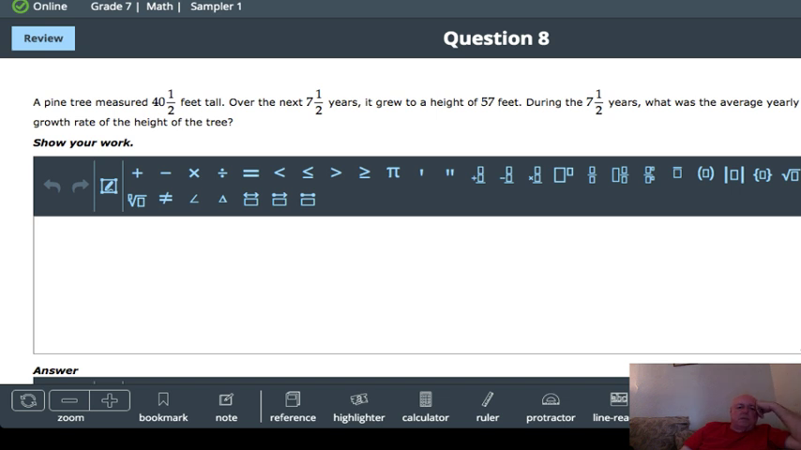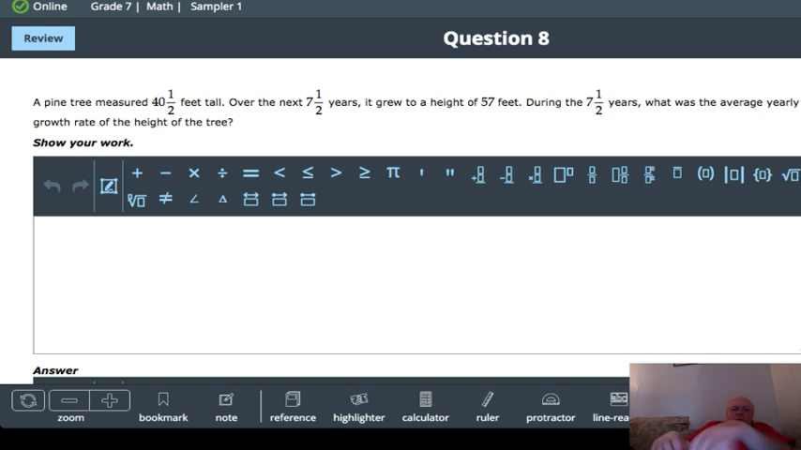So a pine tree measured 40.5 feet tall. Over the next 7.5 years, it grew to a height of 57 feet. During the 7.5 years, what was the average yearly growth rate of the height of the tree? So let's figure this out. It started out at 40.5 feet. Over 7.5 years, it grew from 40.5 to 57 feet, and we want the average yearly growth rate. I mentioned something earlier: these are all halves, so I think I'm going to use 40.5, 7.5, and 7.5, because that's probably going to work out.